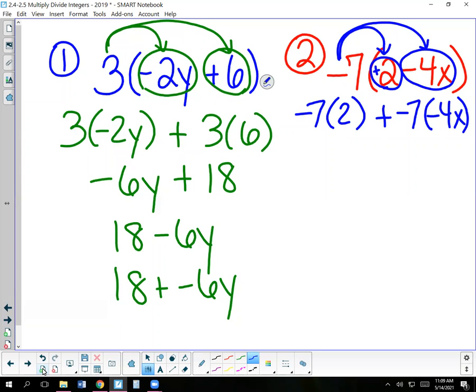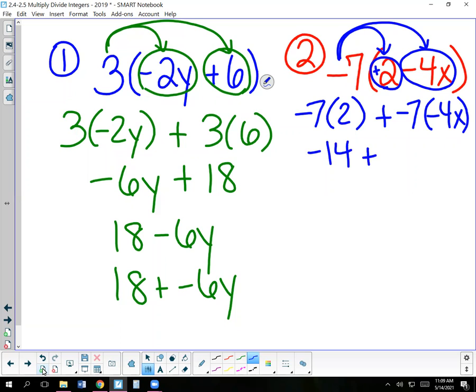Again, you look at the sign in front. Not behind. 2 is not negative, it's positive. That's the number 1 Google right there. So, what's a negative times a positive? And I just get -14.